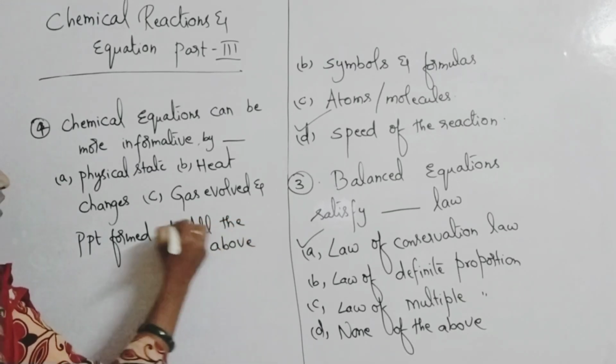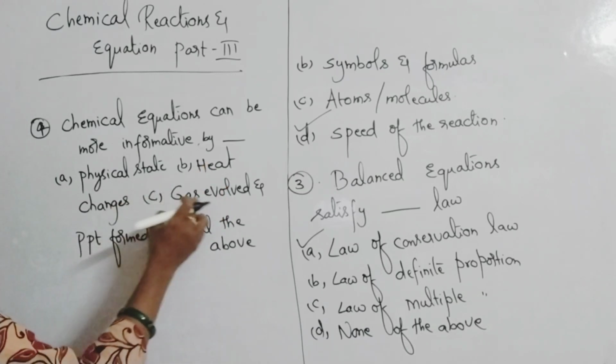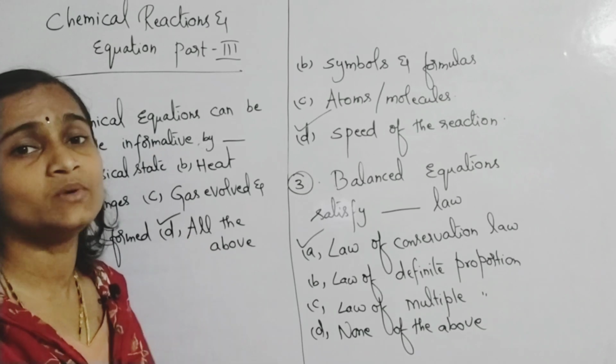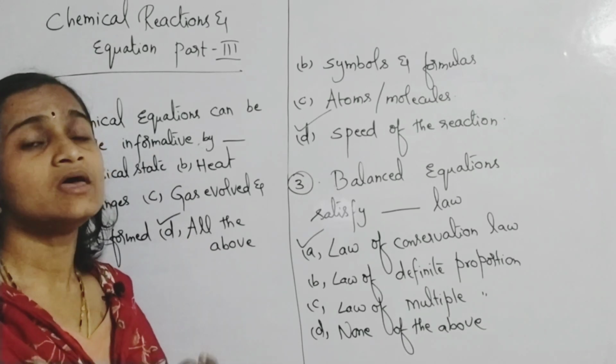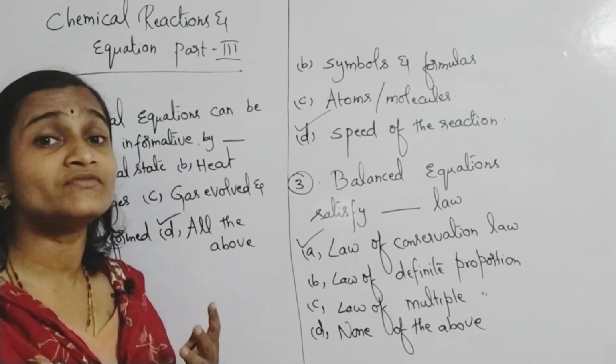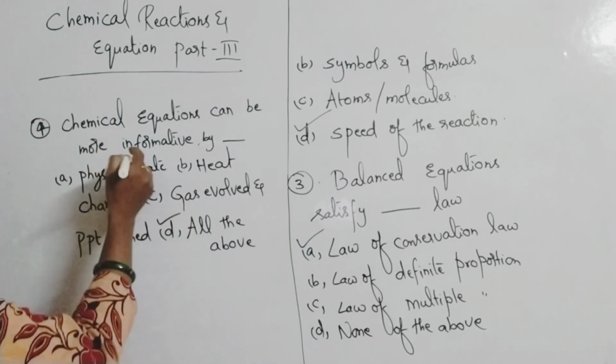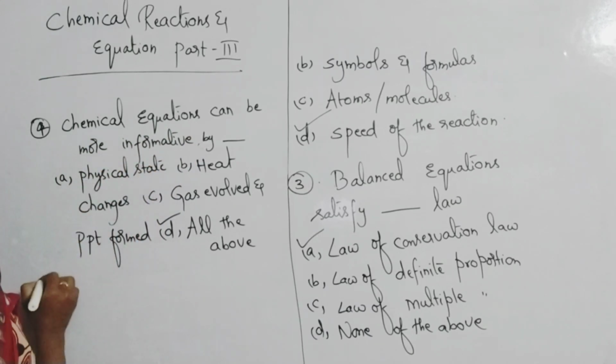By using all these symbols, heat energy changes, gases evolved with an upward arrow, precipitate formed with a downward arrow, by seeing all those things you can easily understand what type of chemical reaction it is, isn't it? So all these things make the chemical equation more informative. Now let us move on to the fifth question.